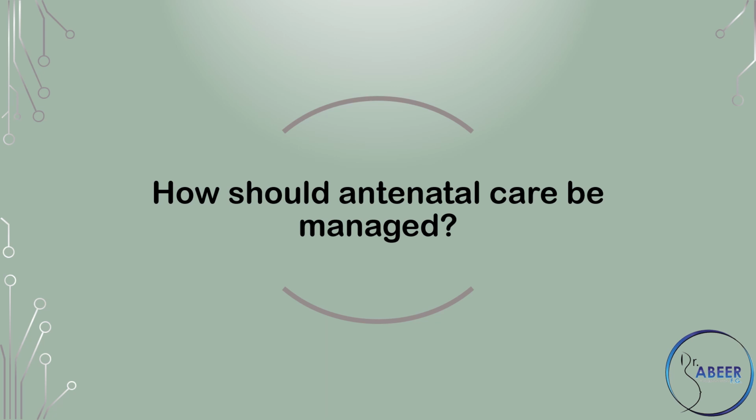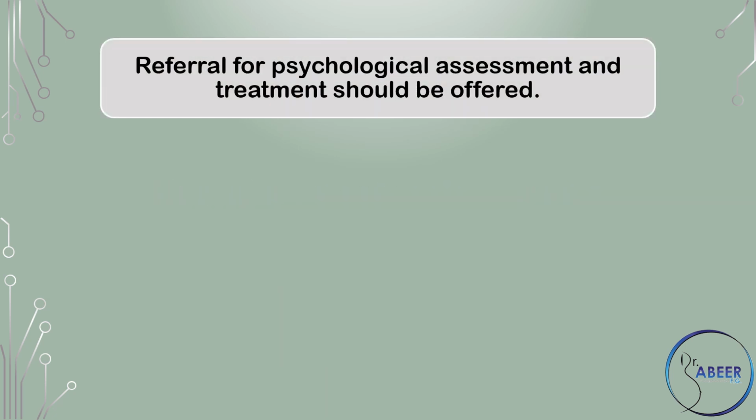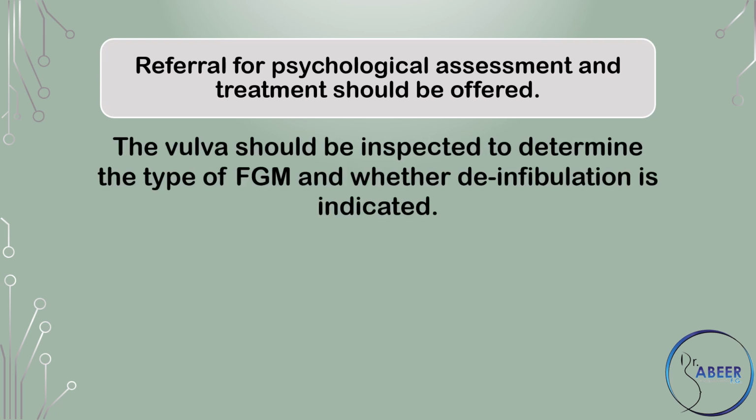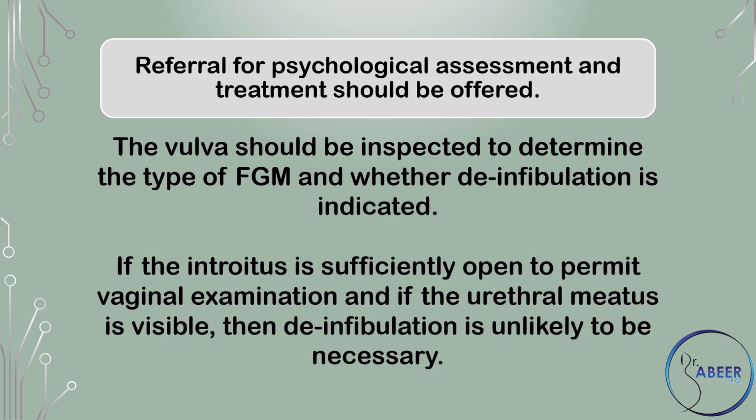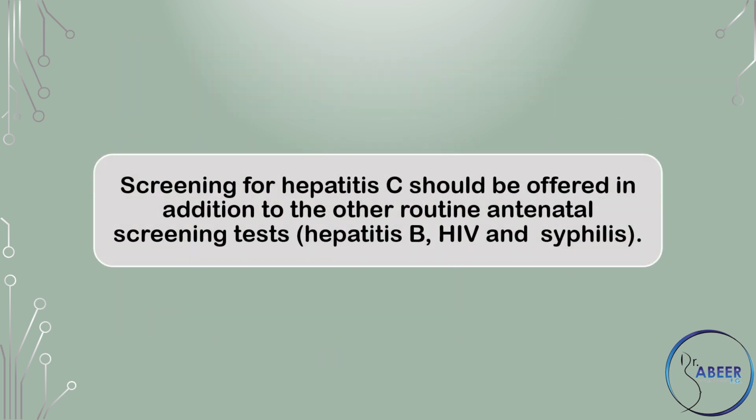How should antenatal care be managed? Referral for psychological assessment and treatment should be offered. The vulva should be inspected to determine the type of FGM and whether de-infibulation is indicated. If the introitus is sufficiently open to permit vaginal examination, and if the urethral meatus is visible, then de-infibulation is unlikely to be necessary. Screening for hepatitis C should be offered in addition to the other routine antenatal screening tests such as hepatitis B, HIV, and syphilis.